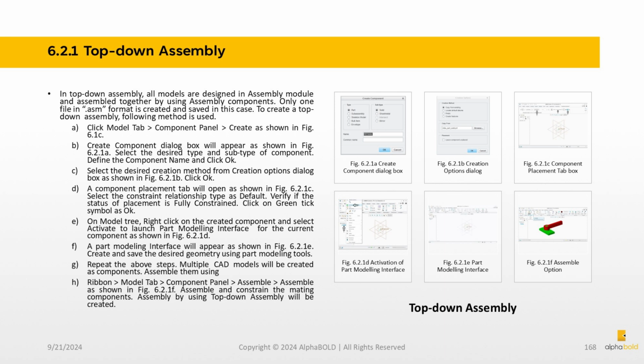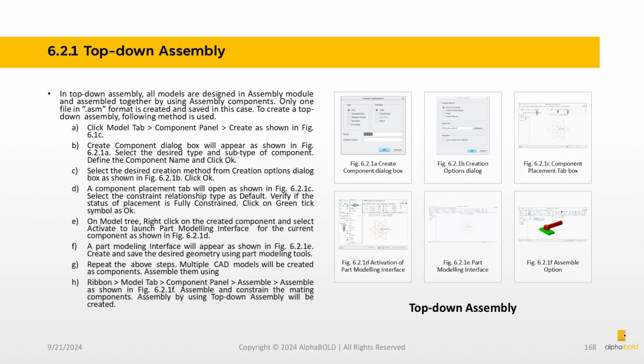To create a top-down assembly, the following method is used. Click Model tab, Component panel, Create. The Create Component dialog box will appear. Select the desired type and subtype of component. Define the component name and click OK. Select the desired creation method from Creation Options dialog box.